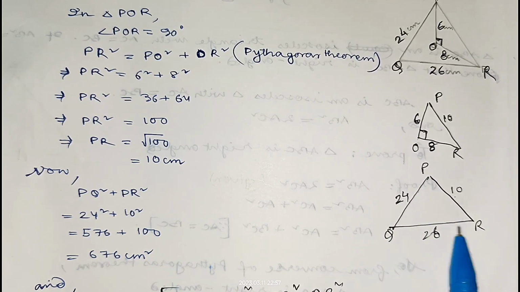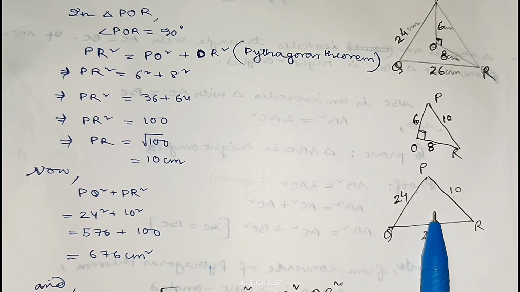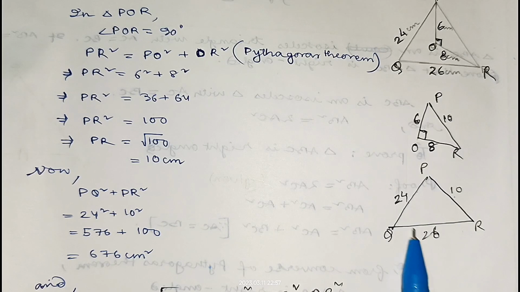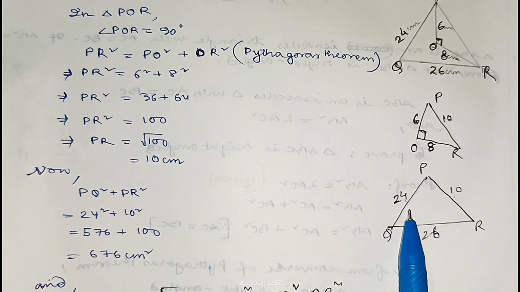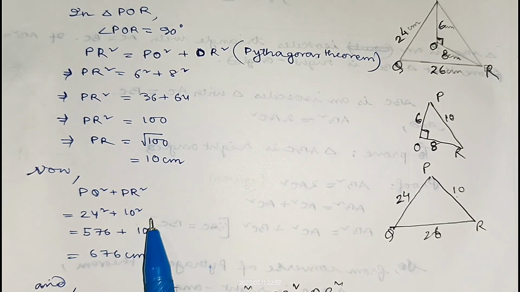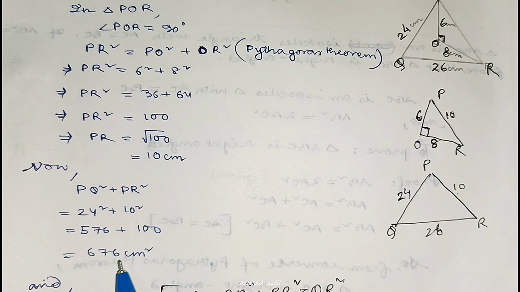we got 10, and this one is 26, and we have to check whether this is a right angle triangle or not. So in this triangle, PQ square plus PR square, because out of these three, these two are the smaller sides. So PQ square plus PR square will be 24 square plus 10 square. 24 square is 576 plus 100, which will give 676 centimeter square.